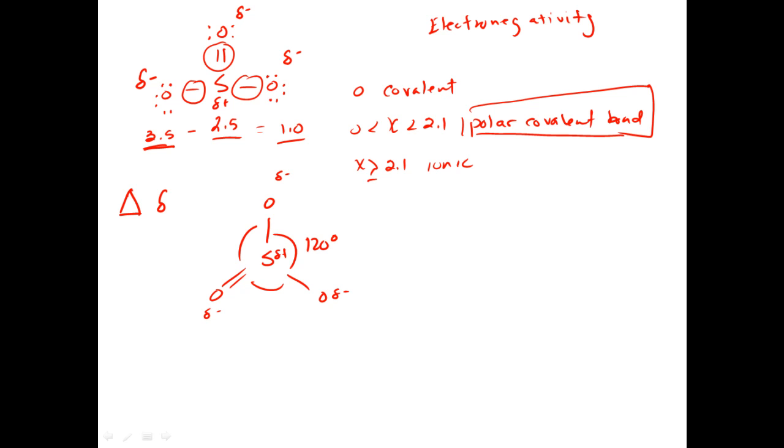So that is the correct molecular geometry for sulfur trioxide. We call this trigonal because it's like a triangle. This is just an adjective here. Planar because it's flat.